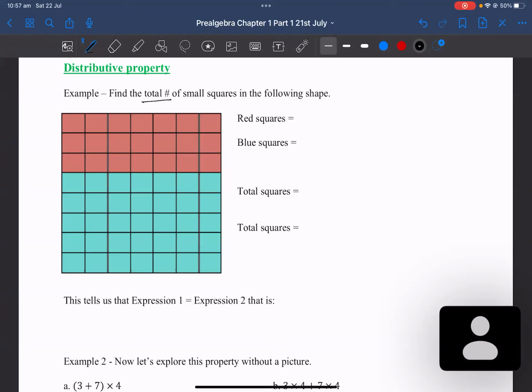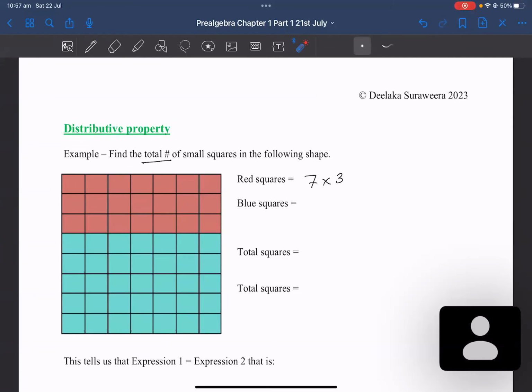So the way we can count this, we count the red squares, which is 1, 2, 3, 4, 5, 6, 7. 7 times 3, which is 21. I'm just going to leave it as 7 times 3. Don't worry about 25 for now. What about the blue?